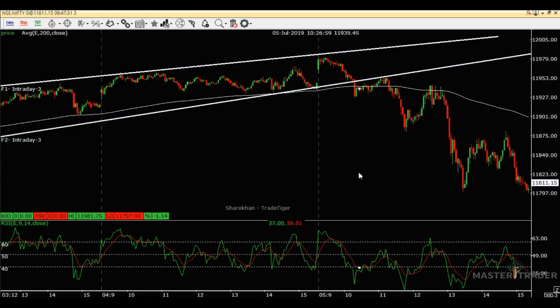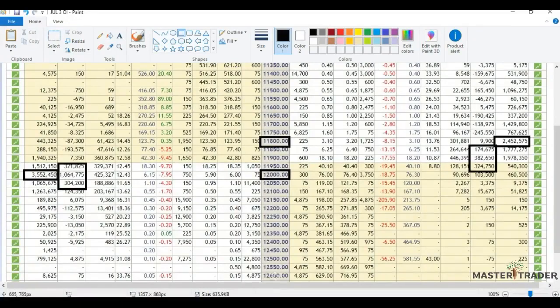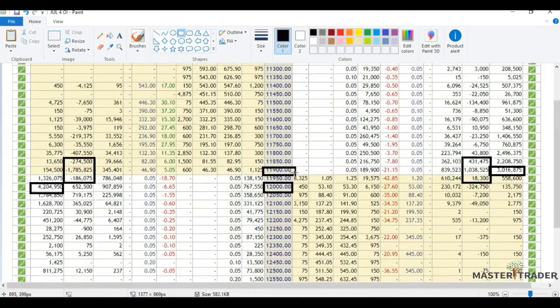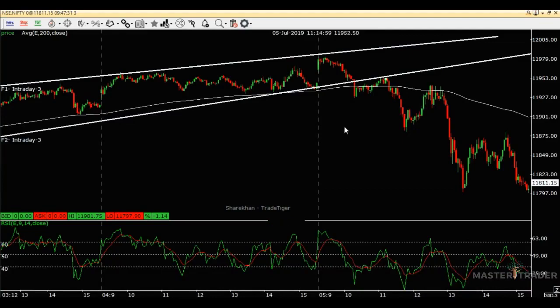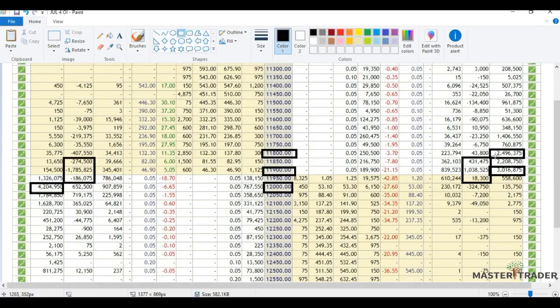So when that happens, that was our boundary. 11,900 was our boundary. So if that boundary is getting breached, we need to go and look at the next support level. So where was the next major writing happening? Right here, 11,800 level. And now if we had looked at the intraday data on this particular day, we would have seen that the highest OI was at 11,800. So that would have been a great support level.